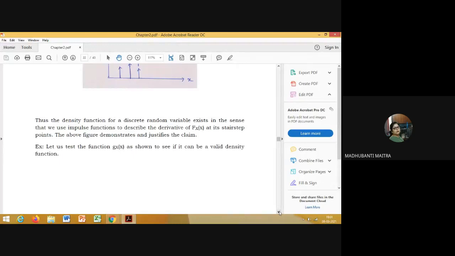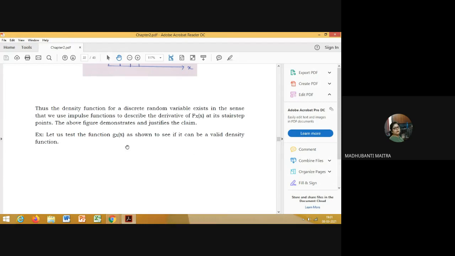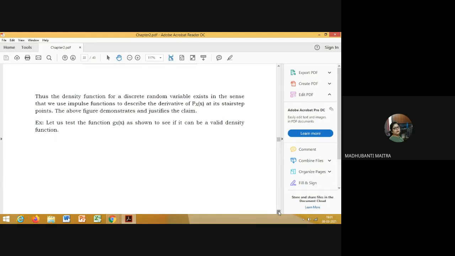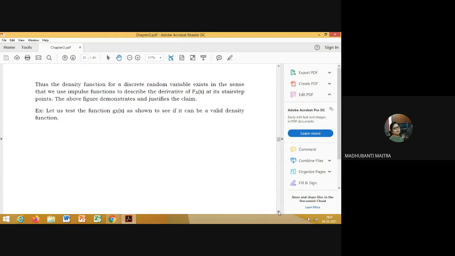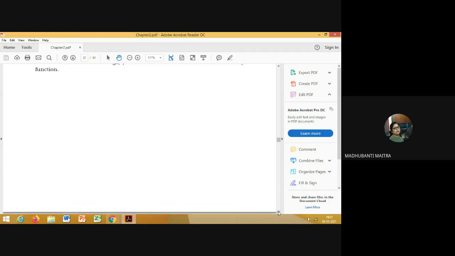Now, this is your assignment. Please note, this is your assignment. So we'll test a function g(x) to find out whether it's a valid density function or not. Then we'll integrate this function within proper limits to find out whether the result of integration is a valid distribution function or not. You'll have to solve this problem.